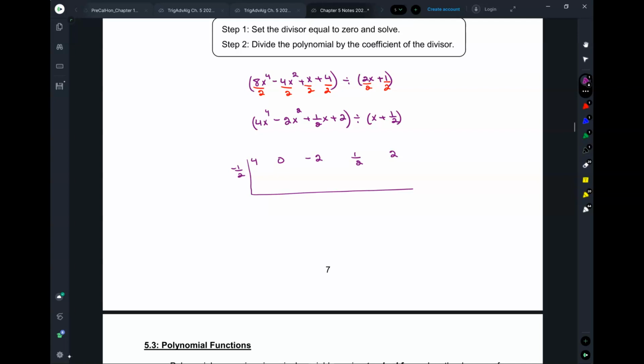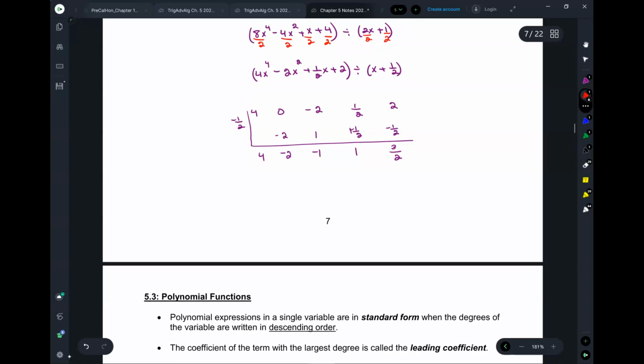Remember, it's the same. So 4 comes down. Multiply by a negative half, I get negative 2. Multiply, I get 1. Negative a half. Nope, positive a half. I get 1. Multiply by negative half. And finally, I get 3 over 2. Any questions?